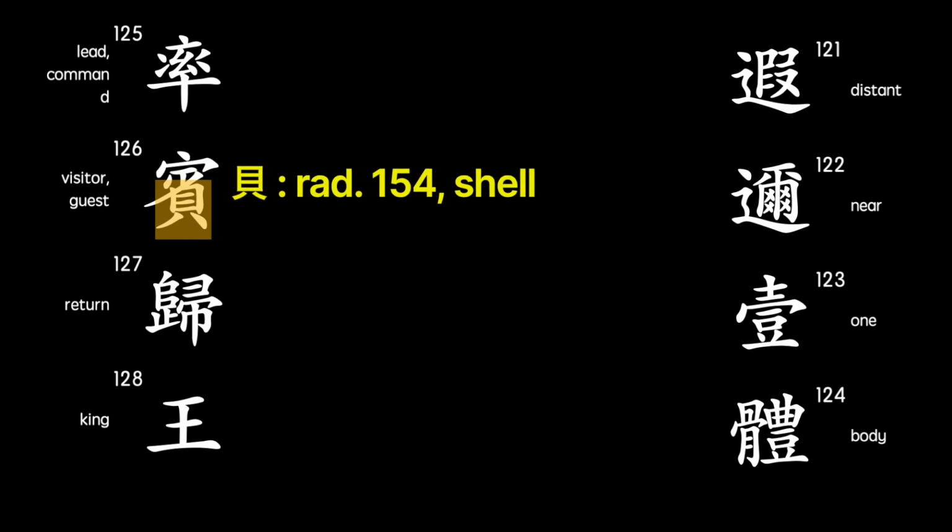Finally, in the 126th character, you see the radical for shell, as in seashell. In ancient times, shells could be used for money or indicated things related to treasure. So within the context of this character, it suggests a VIP guest, indicating that the guest should be treated with value.